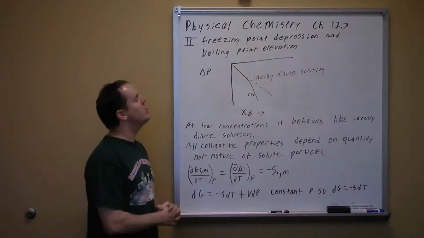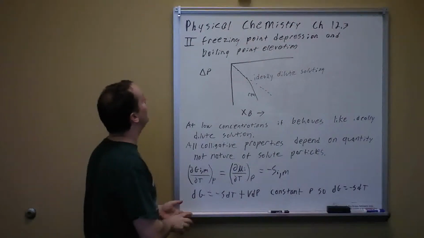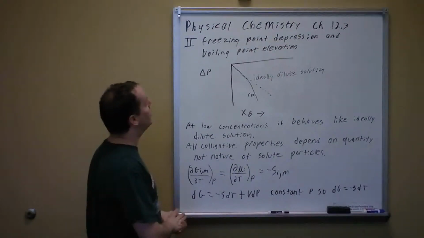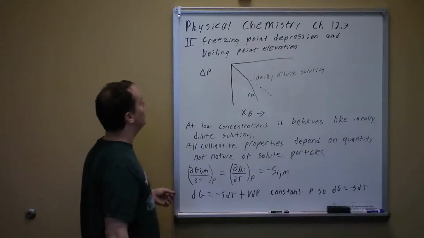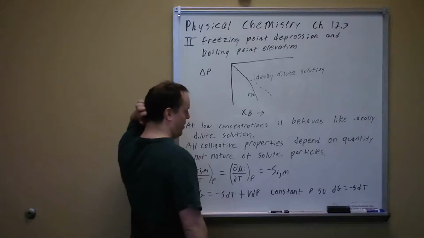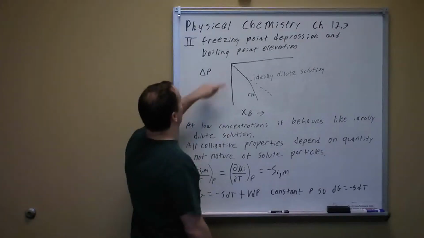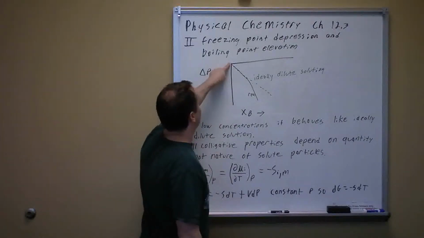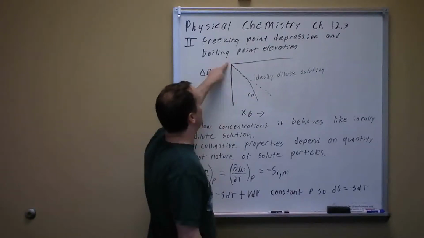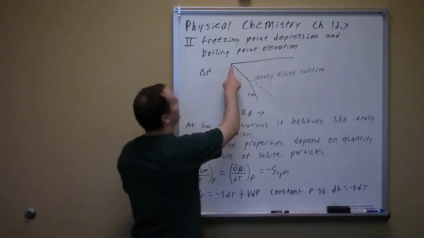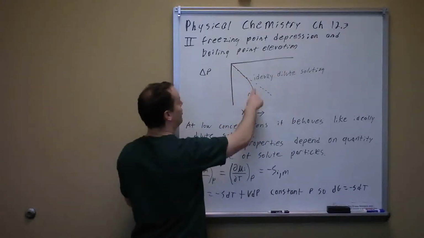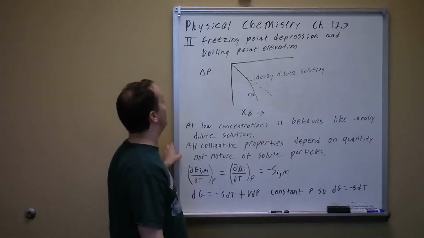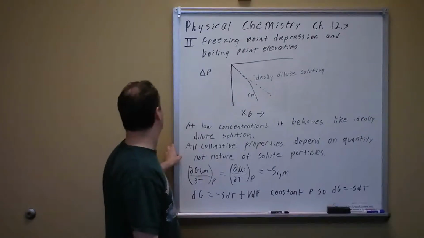Now we're in Physical Chemistry, Chapter 12, beginning Section 3. We're going to talk about both freezing point depression and boiling point elevation in this section. Here's the graph, just like before, of the change in pressure with mole fraction. It starts out with 0 change in pressure at 0 mole fraction of B, our solute. Then we have a straight line for an ideally dilute solution, and a real solution curves down and has an even greater change in pressure.